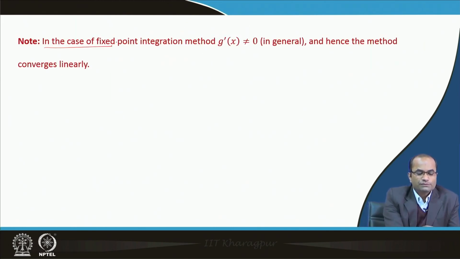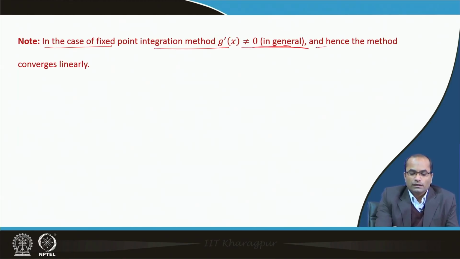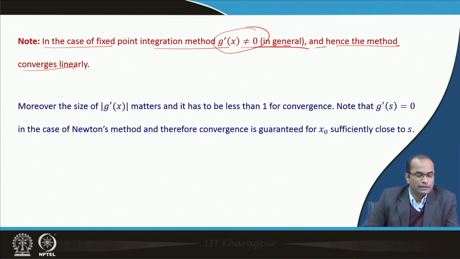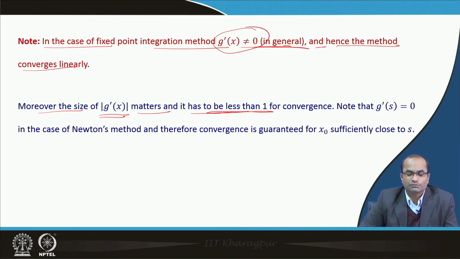So, in the case of the fixed point iteration method, which we have just discussed, in general g prime x is not equal to 0, and hence the method converges linearly. Moreover, the size of g prime x matters, and it has to be less than 1. That is what we have observed in the fixed point iteration method for convergence.